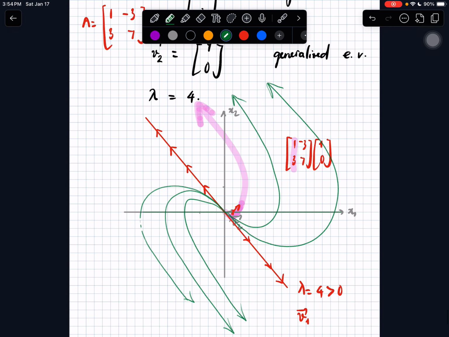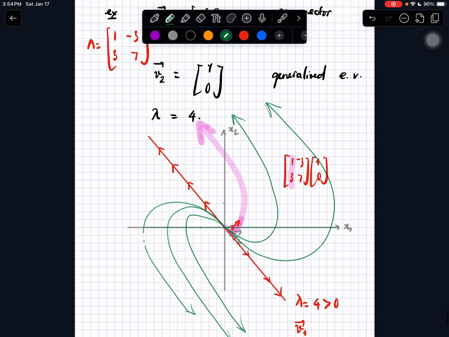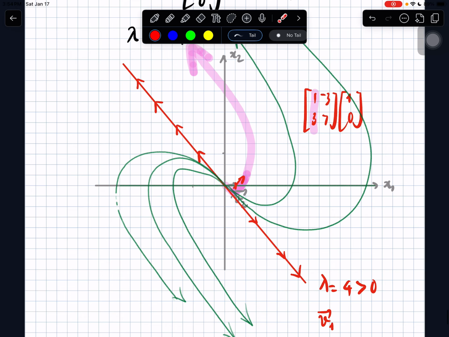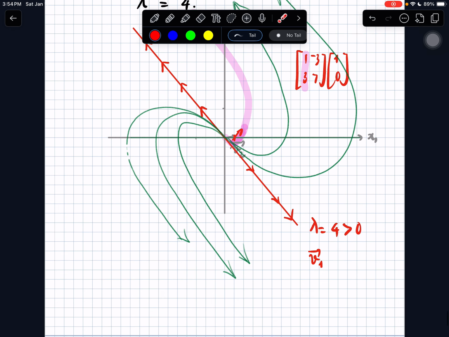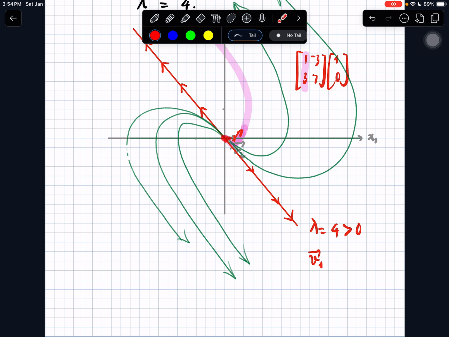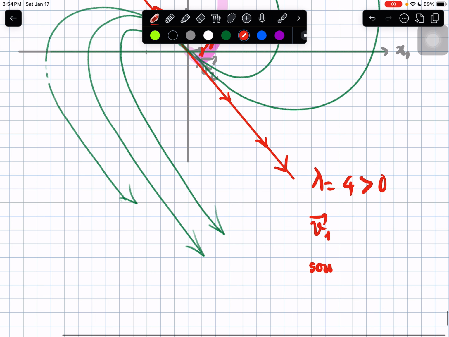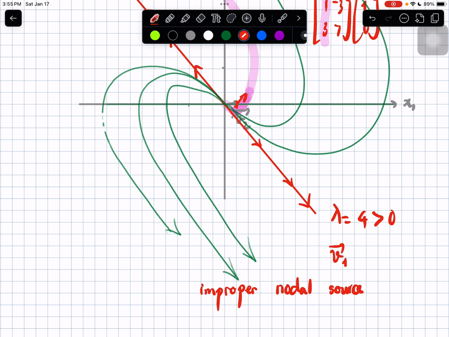So we only see this type of behavior when we have one actual eigenvector with a defective positive eigenvalue. In this case, this is a node, a source because everything goes out. The origin is a nodal source. This is improper because it's tangent to v1.